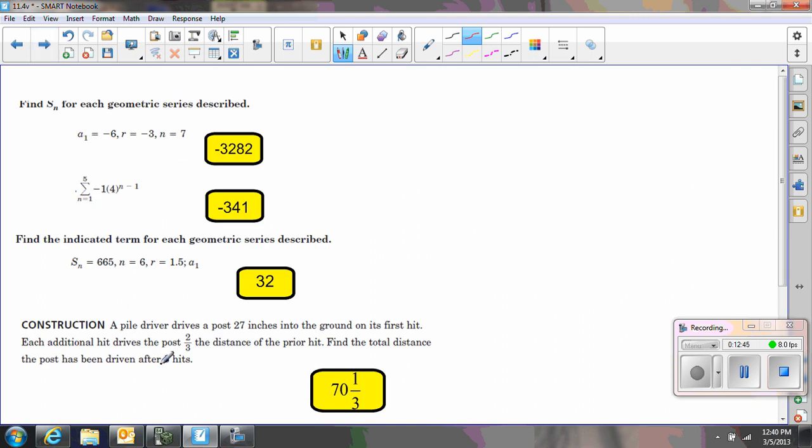As always, we have a few example problems here for you to try. I have 4 examples. First 2, we're looking for the geometric sum, or the geometric series, s sub n, given this information. Again, answers are over here on the right. Second one, we're looking for an indicated term, so we're trying to find a sub 1, given this information. And fourth one will be a word problem.